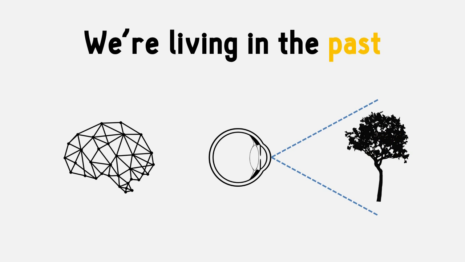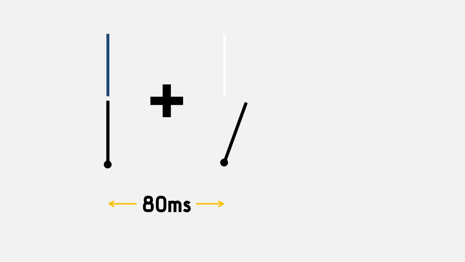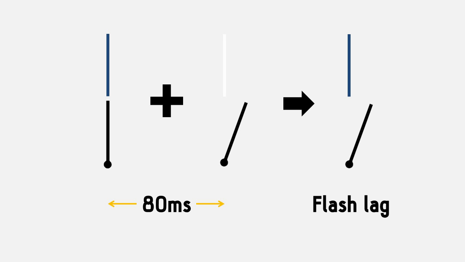When we see something with our eyes, it takes a small amount of time for the signals to reach the brain and then for the brain to process this information, roughly 80 milliseconds. So, the reason why you're seeing this lag is because in the 80 milliseconds after the line is flashed, the rotating line has moved forward a bit. Your brain incorporates this information, and thus, we see the rotating line a bit further ahead of the flashing line.